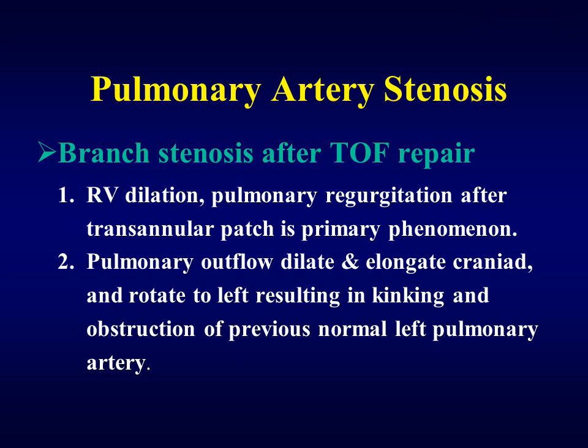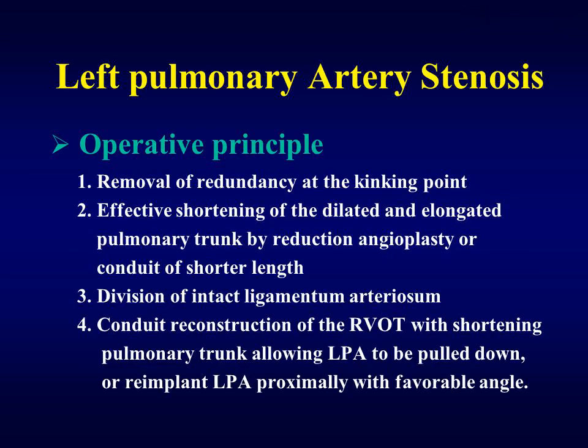Branch stenosis after TOF repair. 1. RV dilation and pulmonary regurgitation after transannular patch as the primary phenomenon. 2. The pulmonary outflow dilates and elongates craniad and rotates to the left, resulting in kinking and obstruction of the previously normal left pulmonary artery. Left pulmonary artery stenosis.